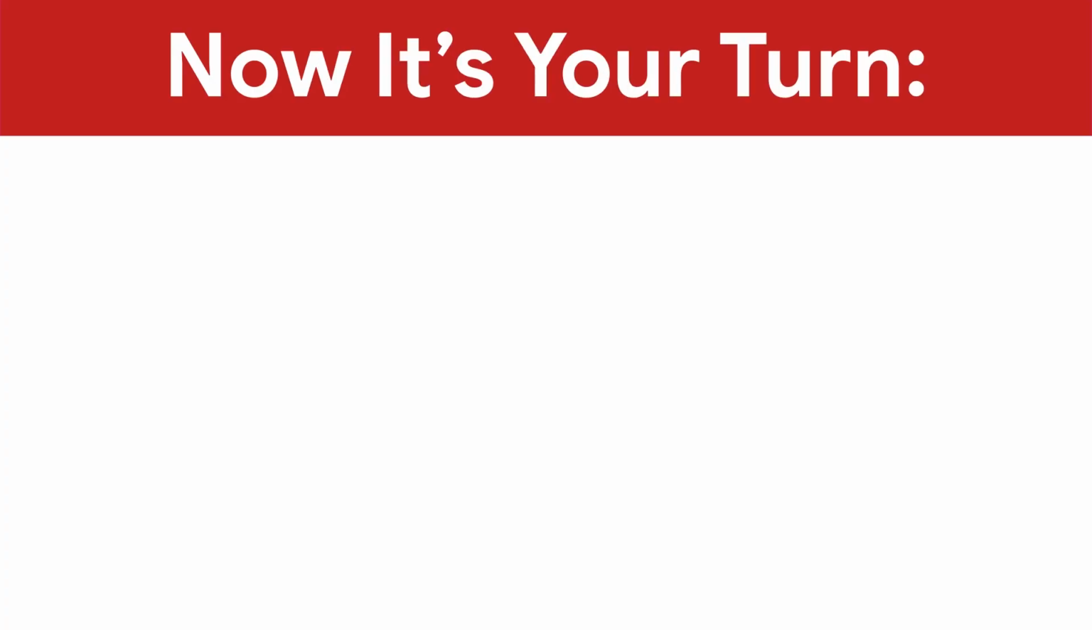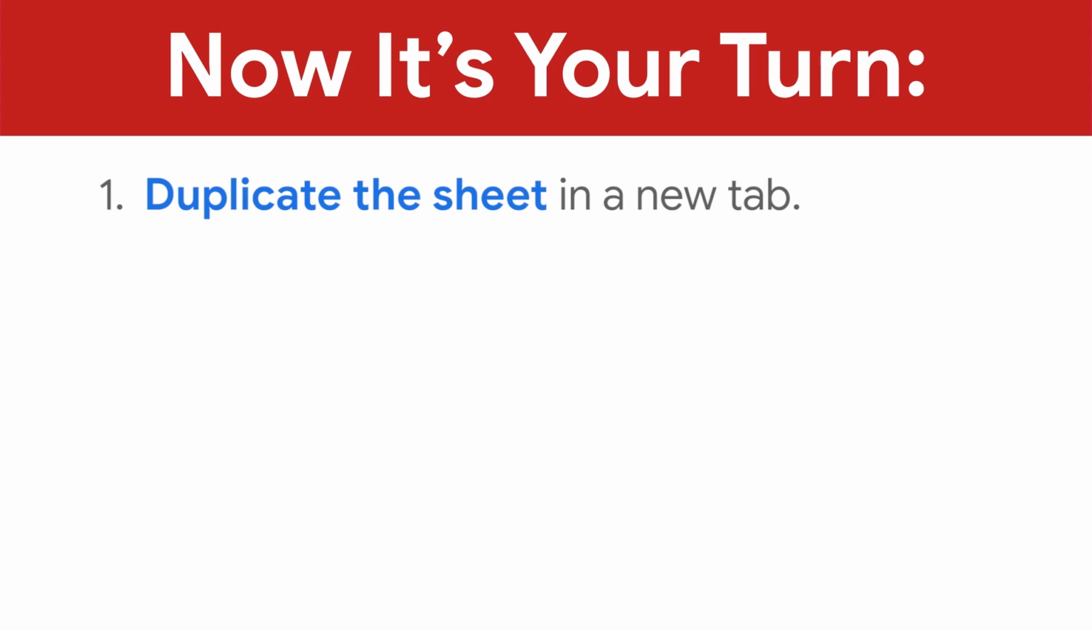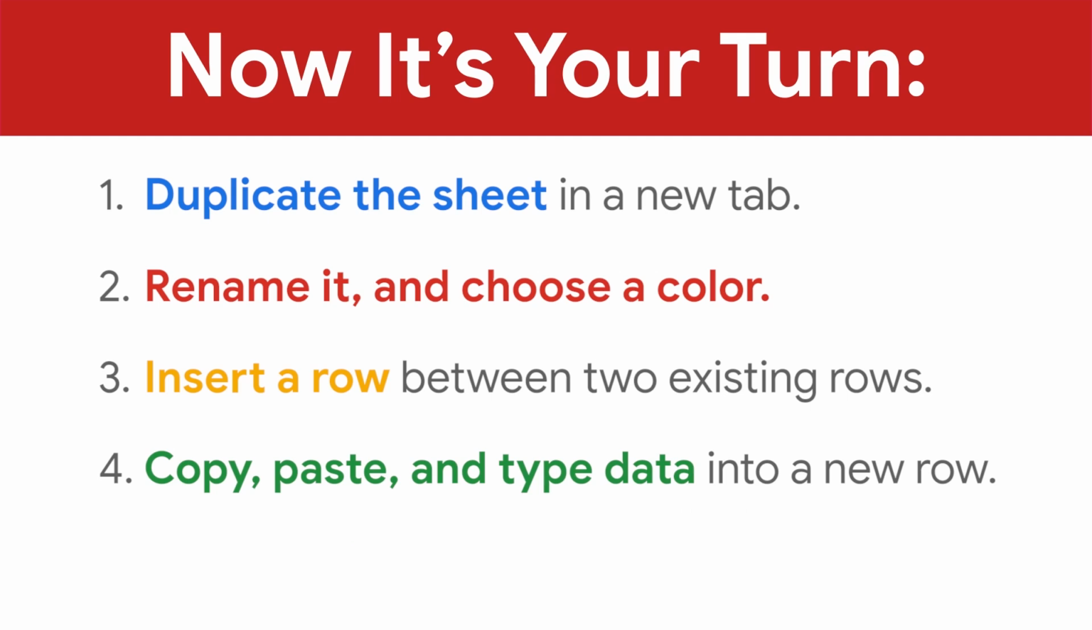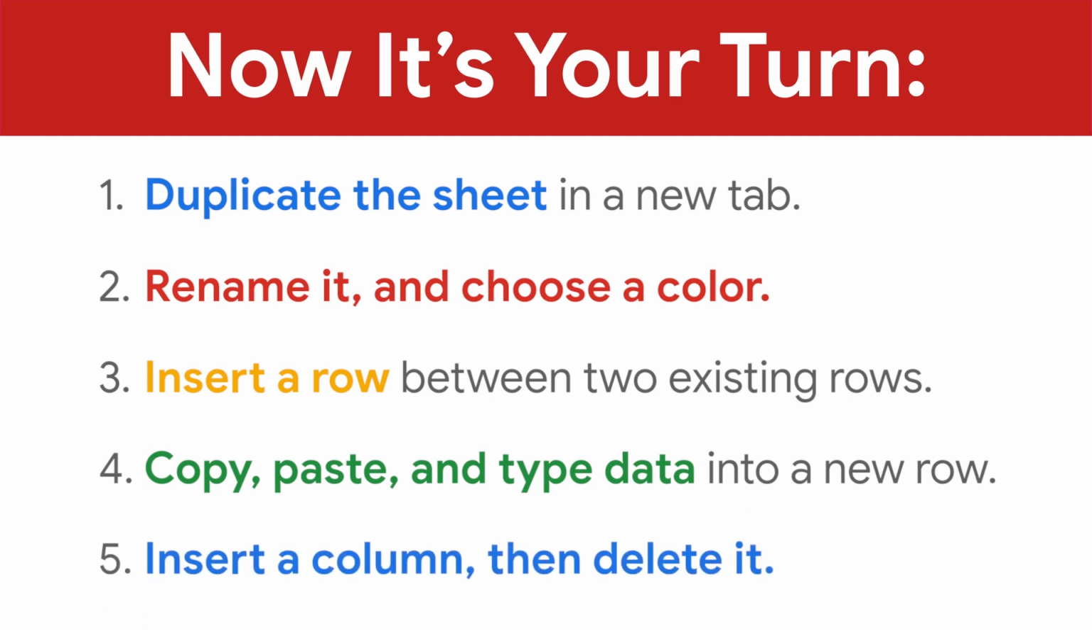Now it's your turn. Duplicate the sheet in a new tab, rename it and choose a color, insert a row between two existing rows, copy, paste, and type data into a new row, and insert a column, then delete it.